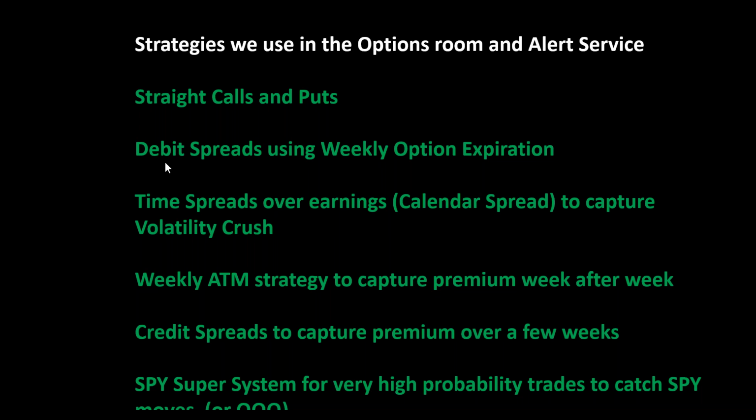Another strategy we use is debit spreads. We do debit spreads, and we use weekly options expiration on these. This is a little unusual. A lot of people use debit spreads if they'll go up 2, 3, 4 weeks. We do these by using a weekly expiration. So if we go in on a Wednesday, we'll buy a call and sell a higher price call to create a debit spread that's going to expire that Friday.